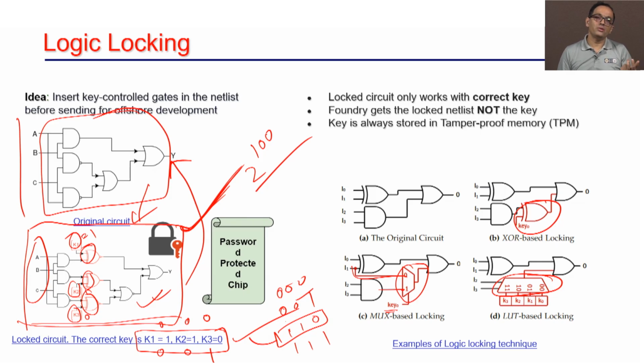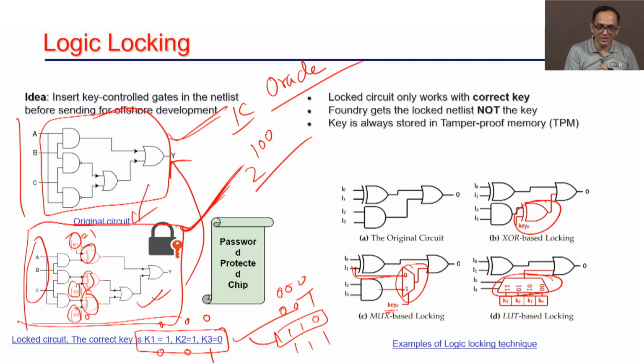But also, the original company has already produced the chip and is selling it in the market. So you can get an IC of this chip, which is called an Oracle. Oracle means what? This is a black box that you purchase from the market. What will happen in this circuit?